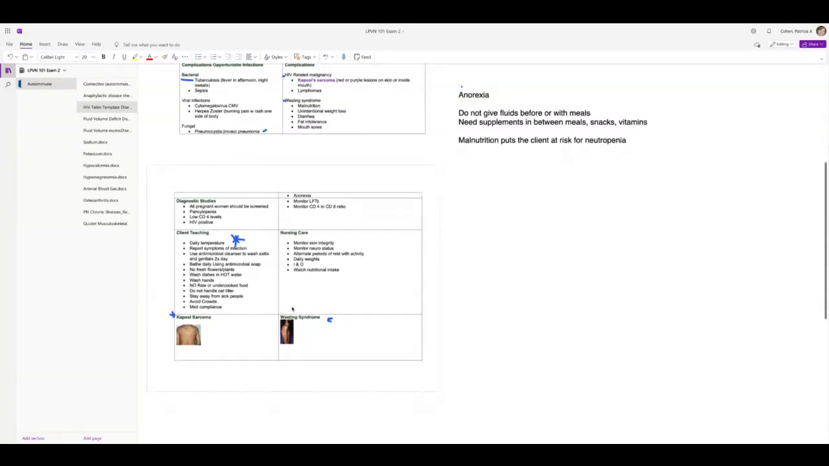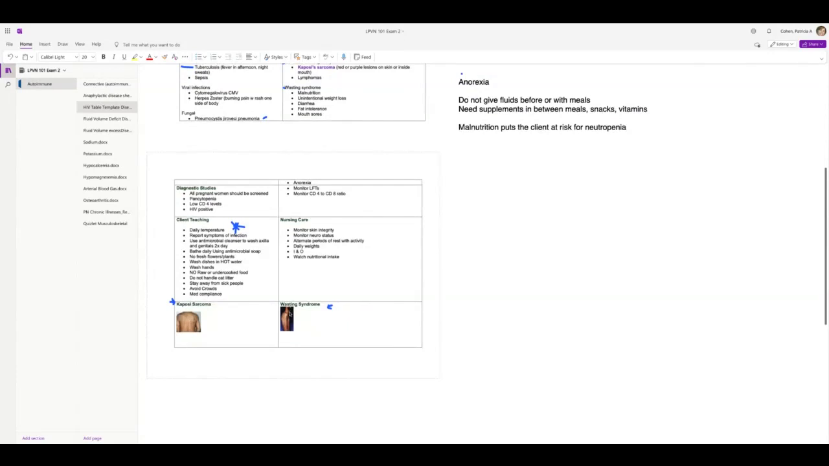All right. So this is what wasting syndrome looks like. You might be able to pull that up better on your worksheets. And Kaposi's sarcoma has the red and purple blotches.